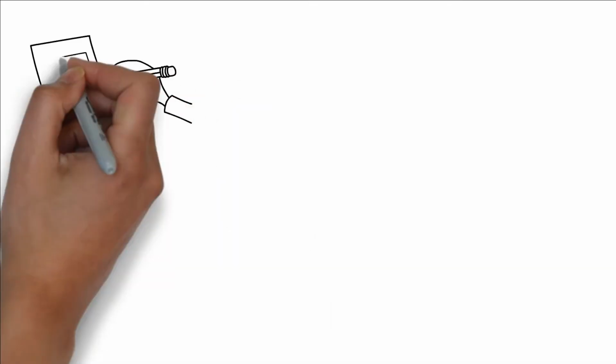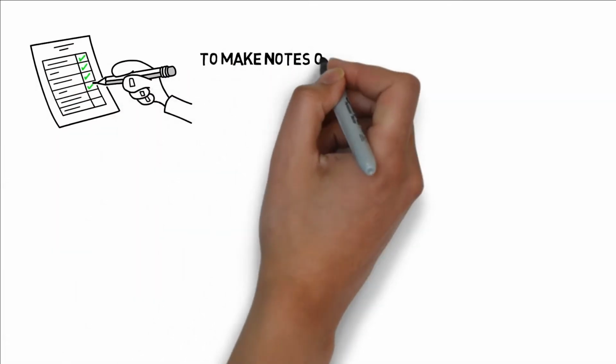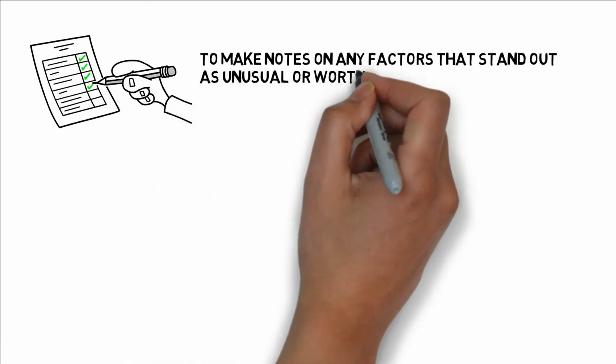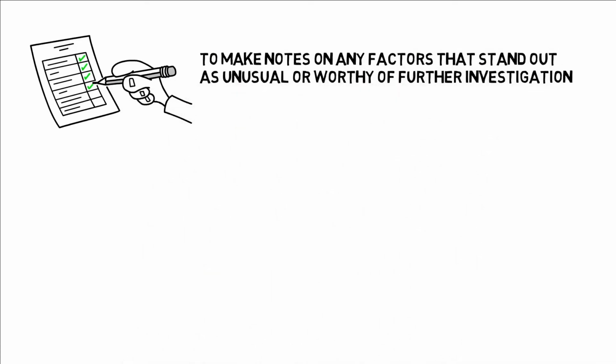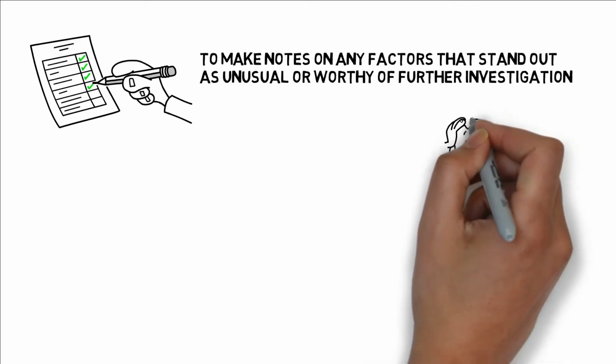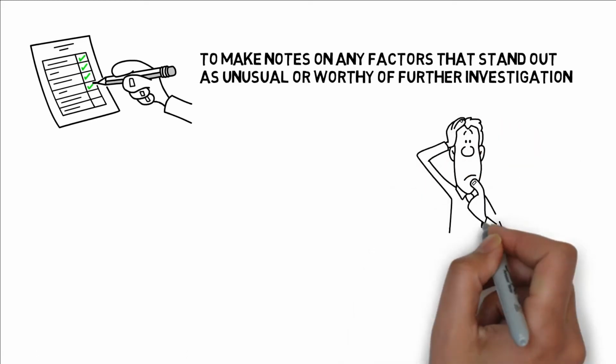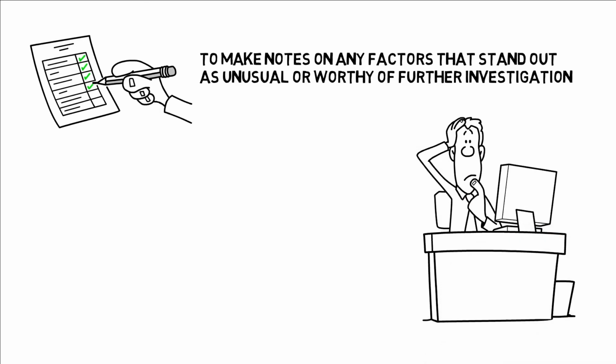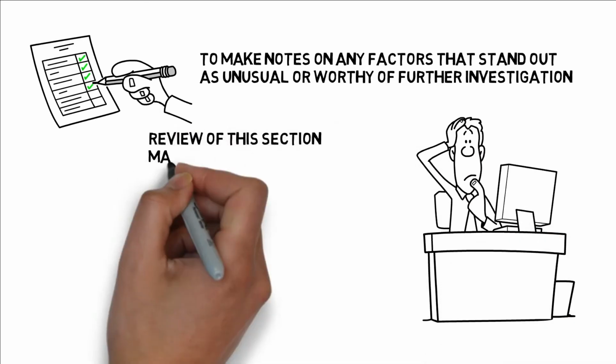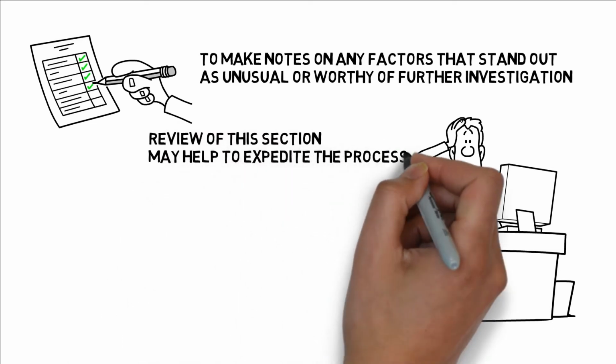The best way to review this table is to make notes on any factors that stand out as unusual or worthy of further investigation, then return to it after a more thorough examination of the data. If an investor notices that certain attributes fall outside of his or her investment parameters, a review of this section may help to expedite the process.